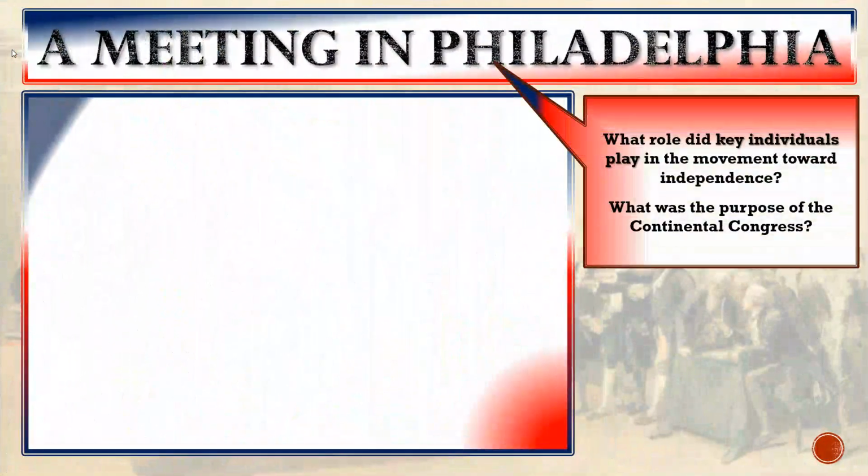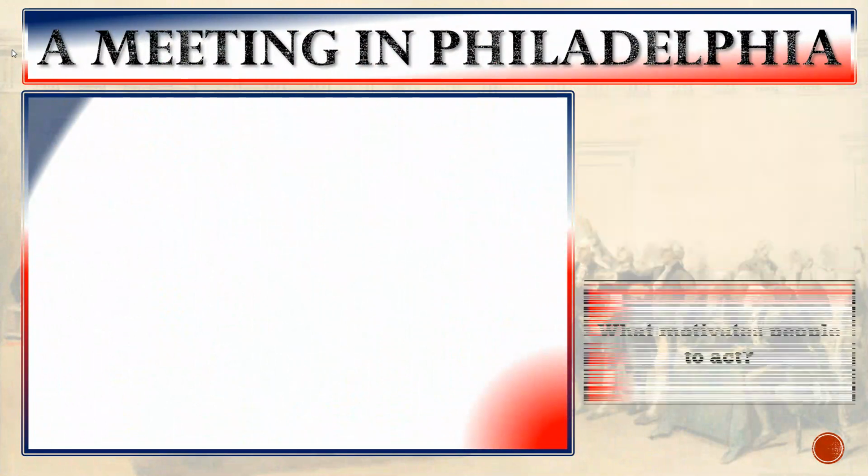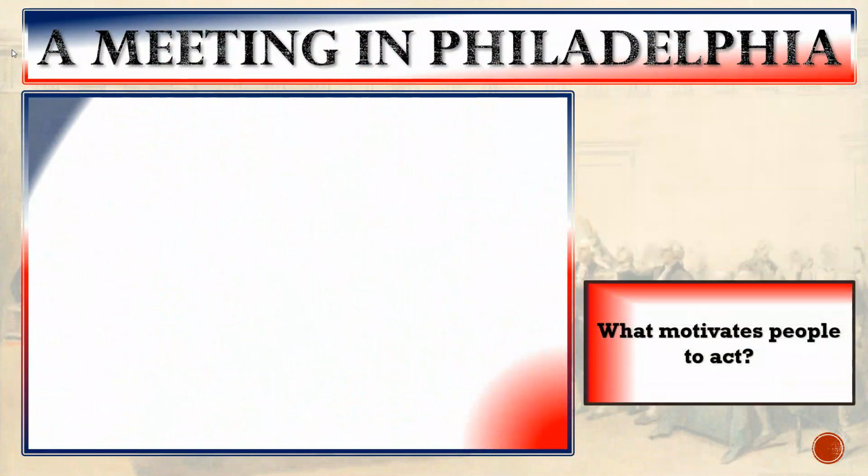A meeting in Philadelphia. So what meeting? Well, let's look at our questions. What role did key individuals play in the movement toward independence? And what was the purpose of the Continental Congress? Now, I have a funny feeling that's our meeting. It's probably this Continental Congress. So again, questions sometimes convey or give away answers. So I bet our meeting has something to do with this Continental Congress. And what motivates people to act? What's going to lead people to do things? We'll look at that in this lesson.